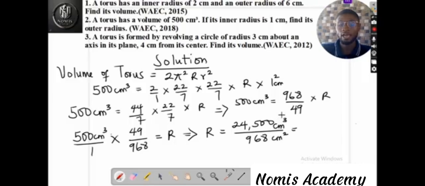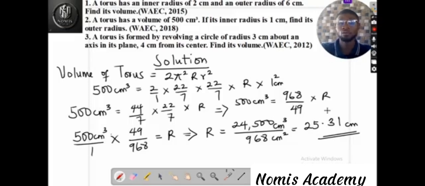So by the time I divide 24,500 by 968, so I'm left with 25.3. I'm left with 25.3. So 25.31 approximate to 2 decimal place centimeter. We're left with 1 centimeter. So this is the value of the outer radius of the torus.